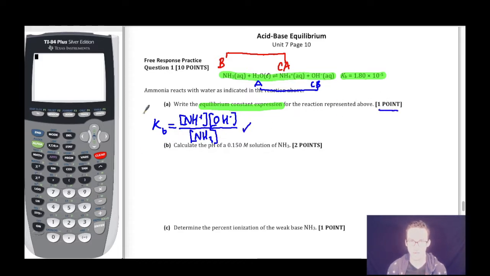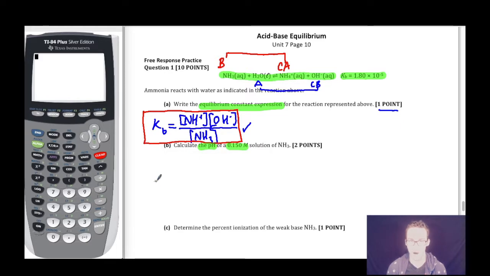Always a good idea to box in your answers so that your AP graders know what exactly your final answer is. Part A, complete. Okay, let's look now at part B. It says, calculate the pH of a 0.150 molar solution of NH3.